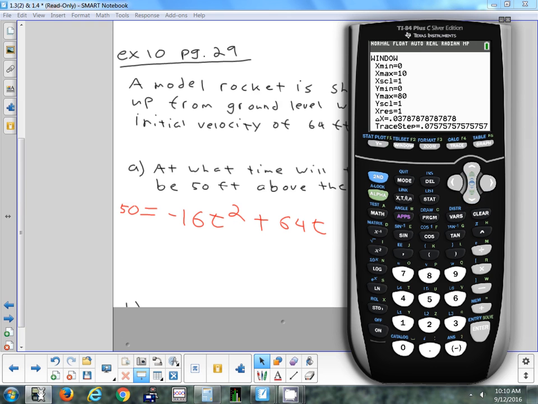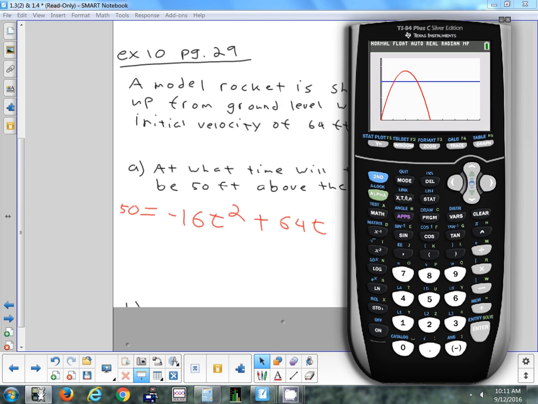And x max is how many seconds I think this object is in the air for. If I go beyond what I need to, then the object is going to basically start falling through the ground, which wouldn't make sense. So we're not going to look past where the object hits the ground. I'm just going to guess maybe 8 seconds. Could be a little shorter than that. And I'm going to hit graph. So that red parabola, there's my object. All right, so we can see where it hits the ground. It's actually a few seconds before 8 seconds.